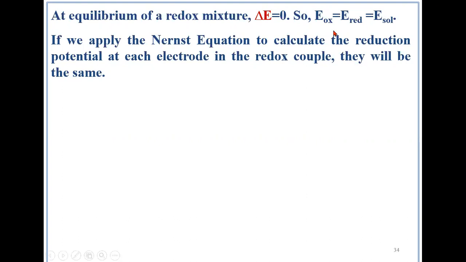Now, delta E means E red minus E ox equals 0, and therefore E ox, whichever half reaction is undergoing oxidation, should equal the E red, whichever half reaction is undergoing reduction, which we call the E of the solution, or the potential at equilibrium for this solution. Now we apply the Nernst to get the reduction potential at each electrode in a redox couple. And regardless of whether the electrode is undergoing reduction or oxidation, we only get the reduction potentials, okay?